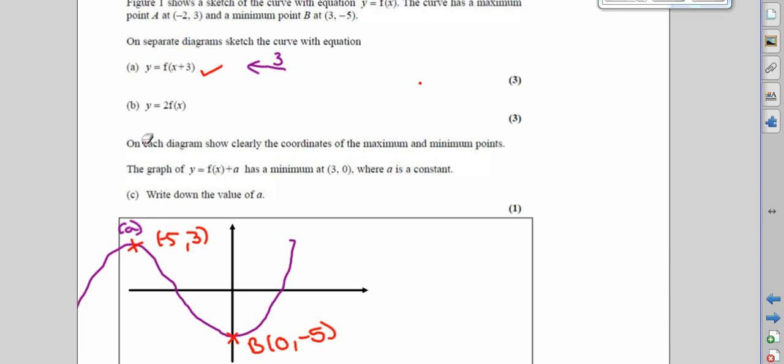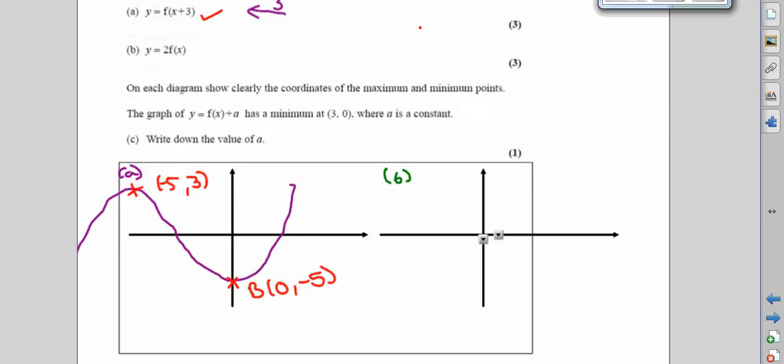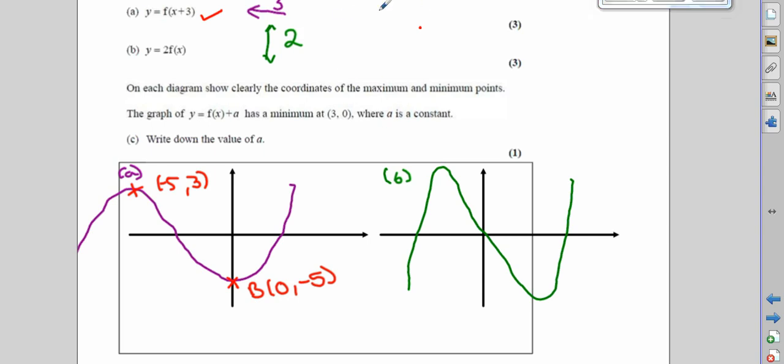So for part B, I'll need to draw my axes again. So here are my axes again. But now I'm going to be doing a stretch to the graph, 2f of x, which we know will stretch the graph a scale factor of 2 in the y direction. So I'm going to redraw my curve and do the transformation to it. So this is my new graph, but it could just be any graph until you've put on the points A and B.